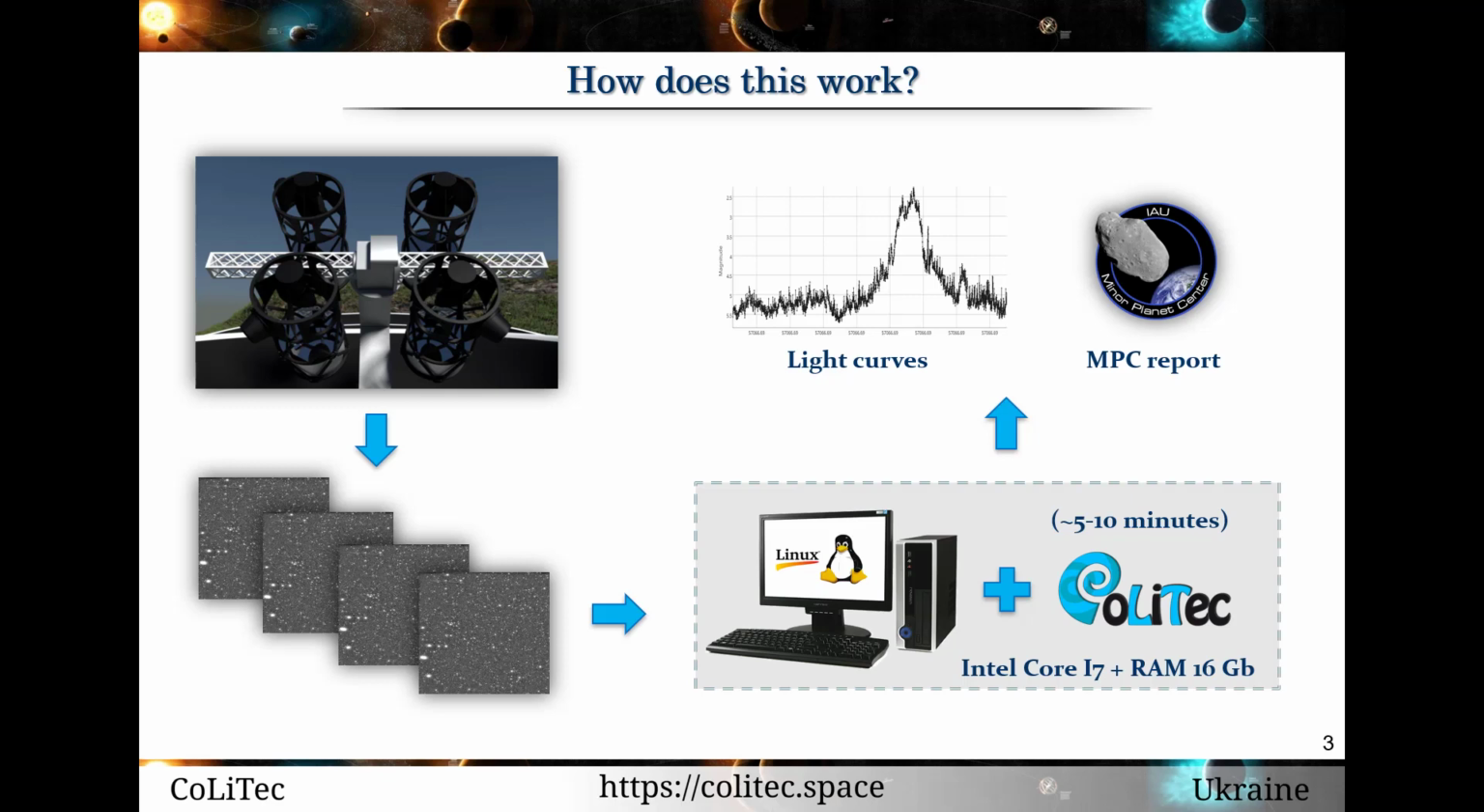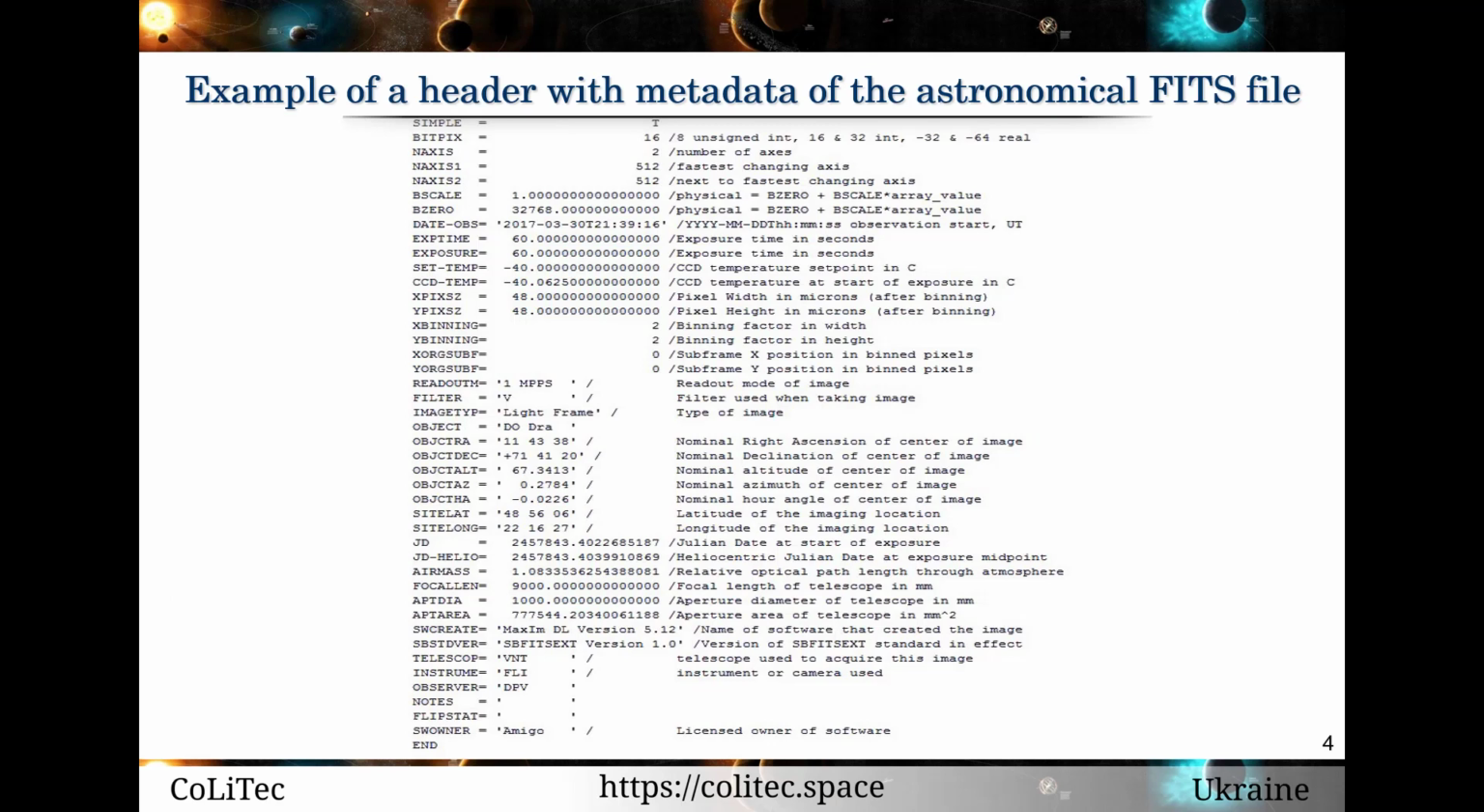But how to find and process the appropriate raw data? Almost all astronomical frames have a FITS format with standardized file structure and extension. The FITS format was developed by NASA and is accepted as an international astronomical standard. It is used by many astronomical and scientific organizations like the International Astronomical Union. The structure of the FITS file consists of a header with metadata and a binary image. An example of a FITS file is presented on this slide.